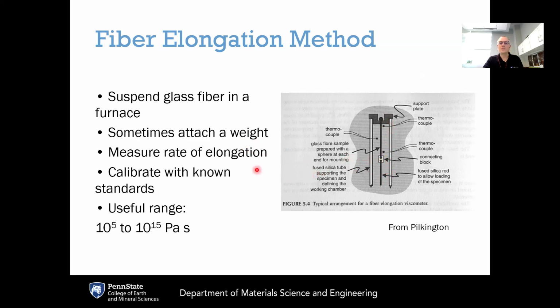And then what we do is measure the rate of elongation of the fiber. A faster elongation rate indicates a greater fluidity of the fiber, which means a lower viscosity. This needs to be calibrated using known standards. The useful range could actually cover quite a wide range of viscosities. The downside is that it is a less accurate method compared to other approaches.